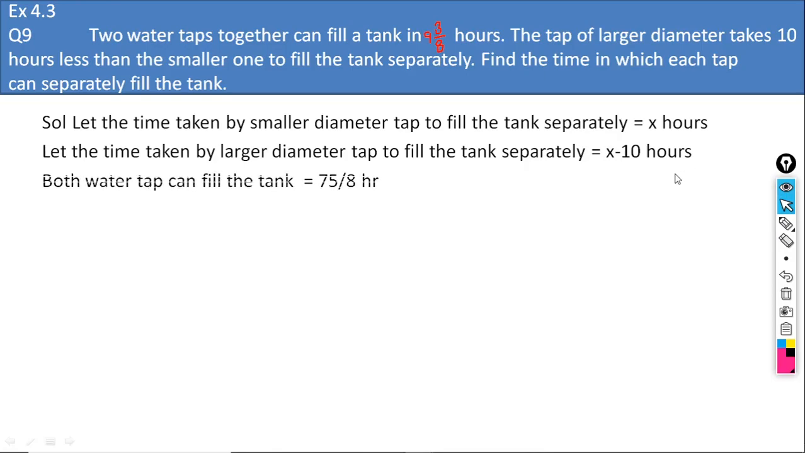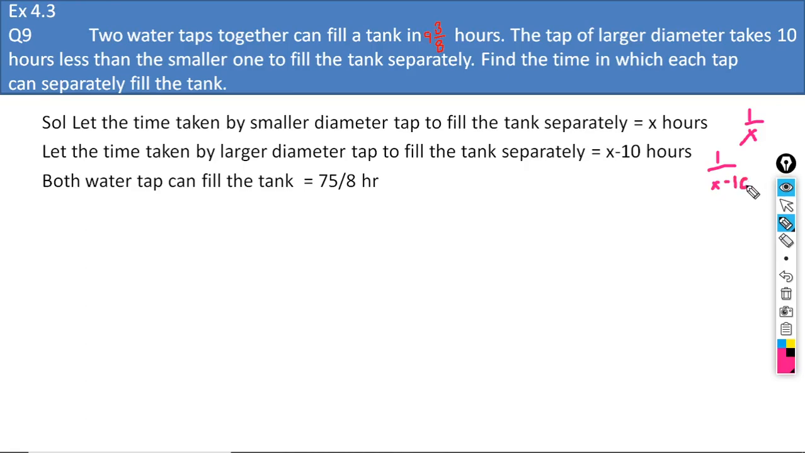If they both are running together, they can fill the tank in 9 by 8 hours, or by simplifying this we get 75 by 8 hours. Now according to the question, we estimate how much portion of the tank is filled by the first tap in 1 hour, it will be 1 upon x, and how much portion of the tank will be filled by the larger diameter tap in 1 hour, it will be 1 upon x minus 10.